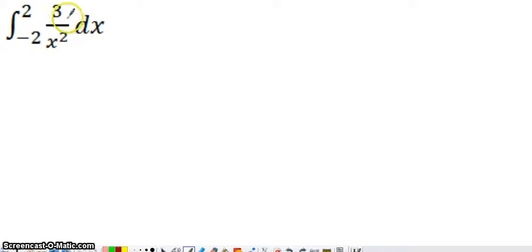And in this case, it should be pretty obvious. This integrand, 3 over x squared, is discontinuous at 0. That function's undefined at 0. And 0 is smack dab in between these limits of integration.